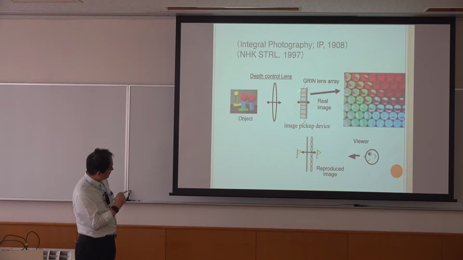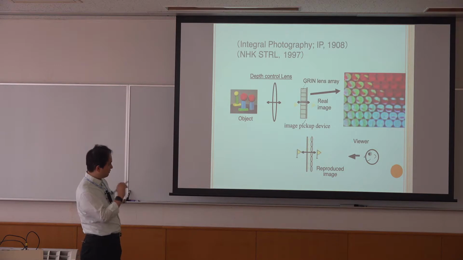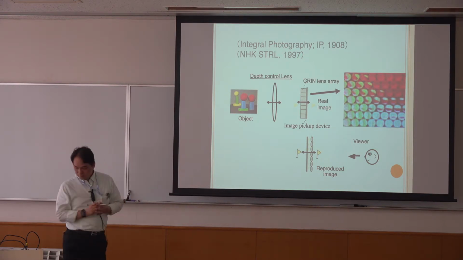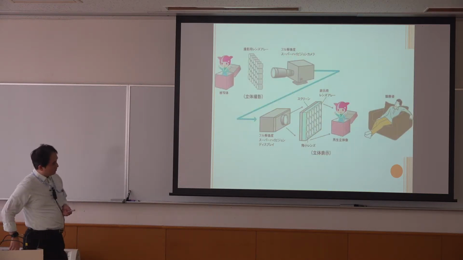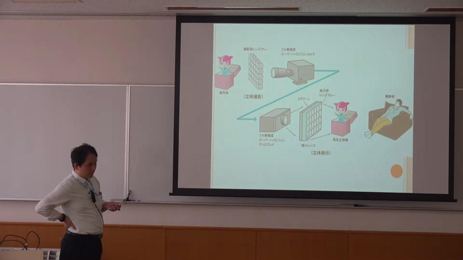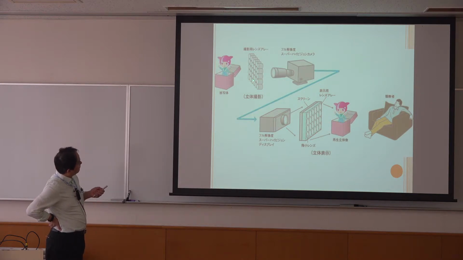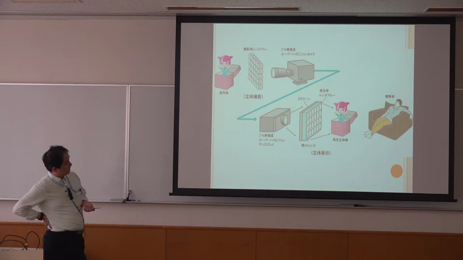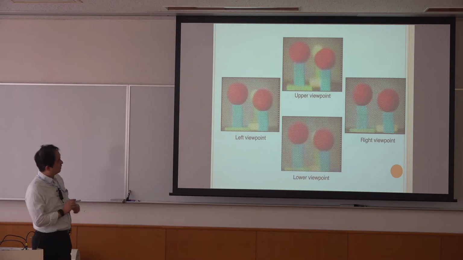So this is the key technology to realize this IP, digital capturing, digital transmission and digital display. So they developed it around 1997. Okay. So they are continuing this research up to now. This is a figure from NHK. So they are developing this IP-based display. The image is like this.